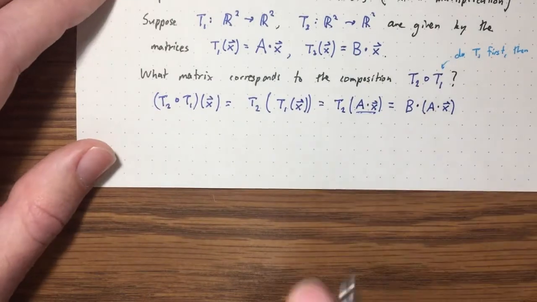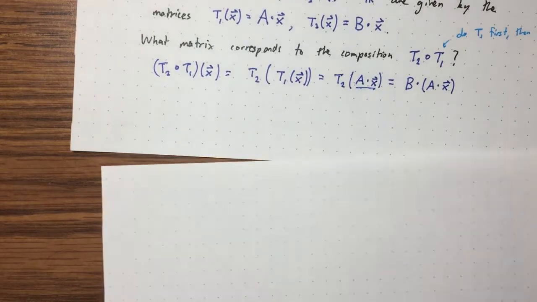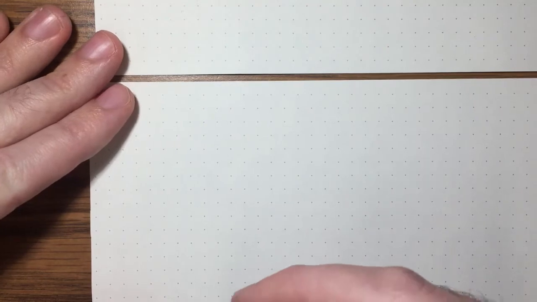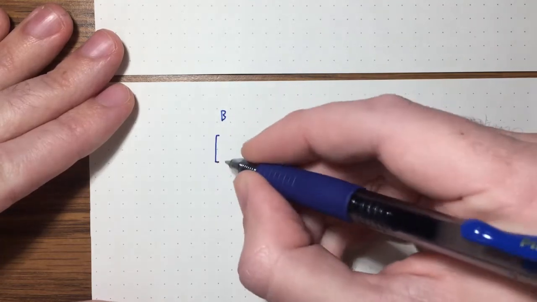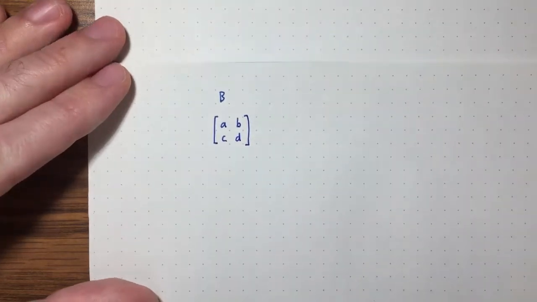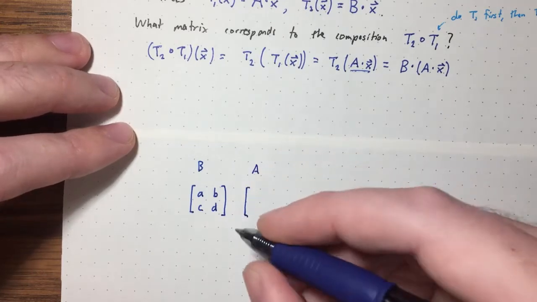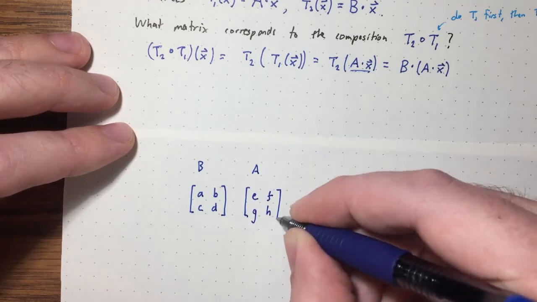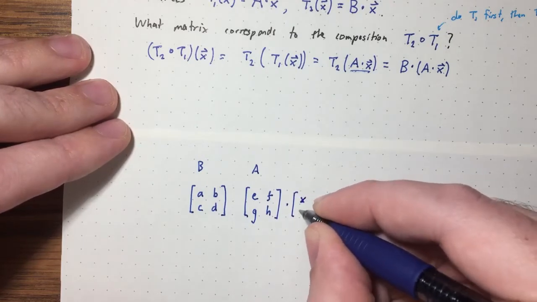So let's write this down. Actually, let me get another piece of paper. This is actually going to be super important, so I want to do this as clearly as possible. Let's write the matrix B and the matrix A. So they're 2 by 2 matrices. I'm actually just going to put in letters for the entries. So A, B, C, D. There's my matrix B. And here's my matrix A. E, F, G, H, like this. I'm doing A times my vector x. So let's call it xy.